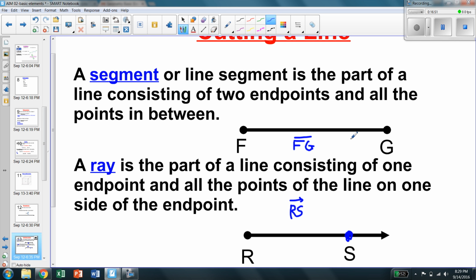Now that we have rays, segments, lines, planes, we can start doing all sorts of things. We can draw some triangles, we can draw some rectangles, we can make all sorts of geometric figures. That's where we're going to pick up next time.